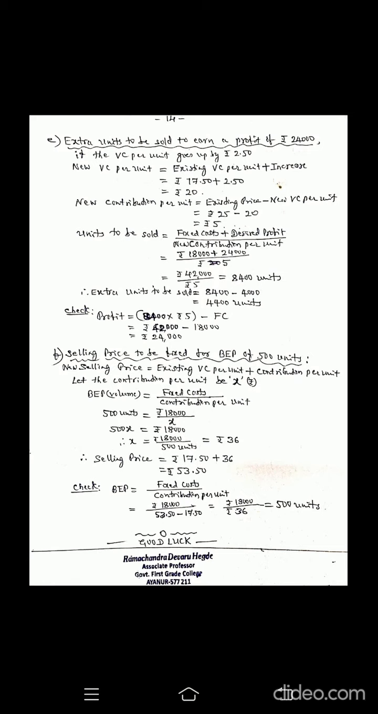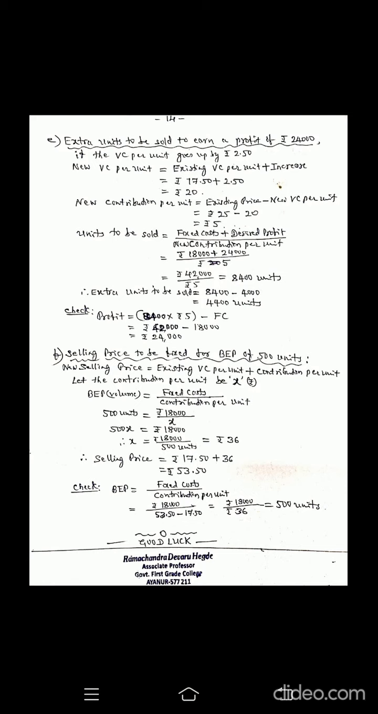That is, when 24,000 profit is to be earned, 8,400 units should be sold at original price of rupees 25. Additional units to be sold will be 4,400 units to fulfill the given condition. We can also verify profit is equal to 8,400 into 5. 42,000 will be the contribution. Therefore, contribution minus fixed cost 18,000, profit will be 24,000.